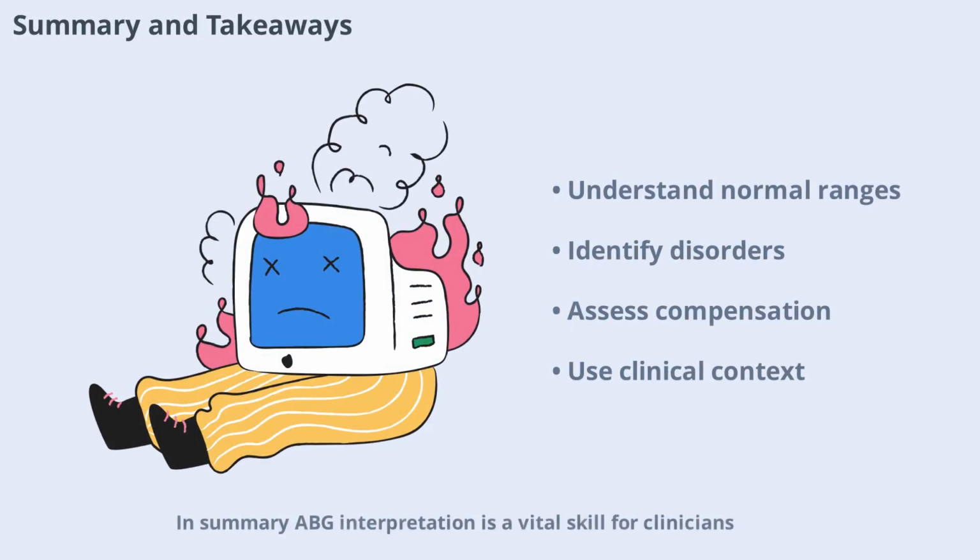In summary, ABG interpretation is a vital skill for clinicians. By understanding normal ranges, primary and mixed disorders, compensation mechanisms, and the relationship between SaO2 and PaO2, you can make informed decisions and improve patient outcomes. Use systematic approaches, rules of thumb, and clinical context for accurate diagnosis.